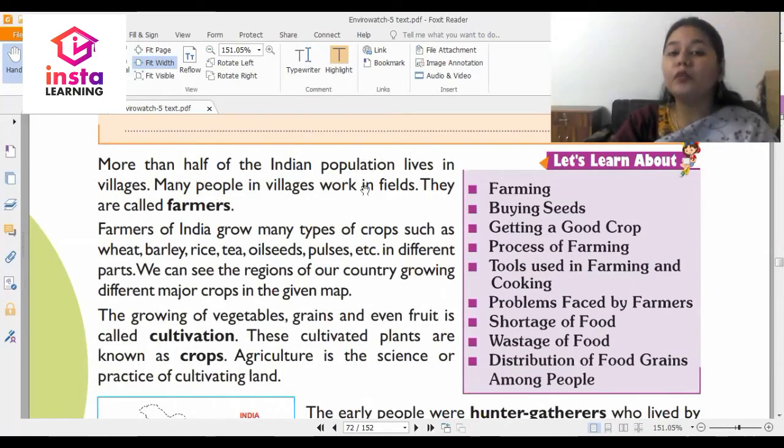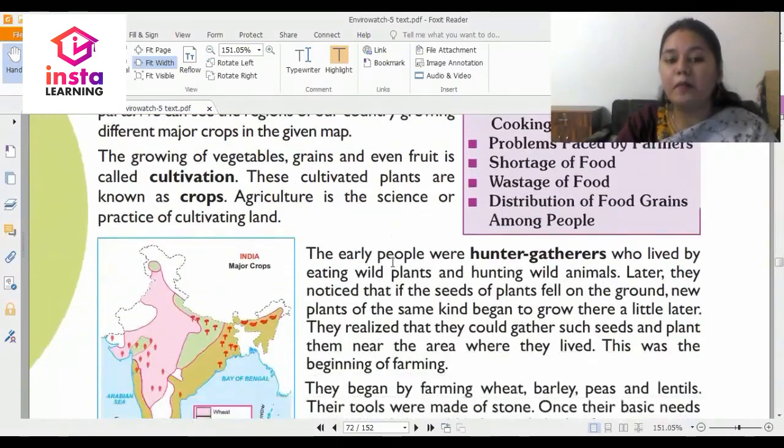Many people in villages work in fields. They are called farmers. Farmers of India grow many types of crops such as wheat, barley, rice, etc. And they also grow pulses and oilseeds, tea, etc. We can see the regions of our country growing different major crops in the given map.